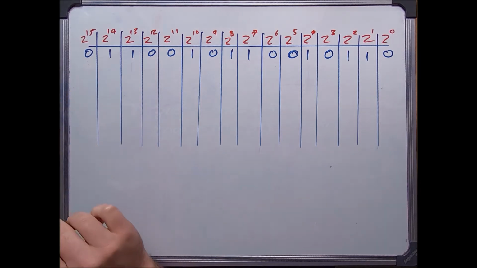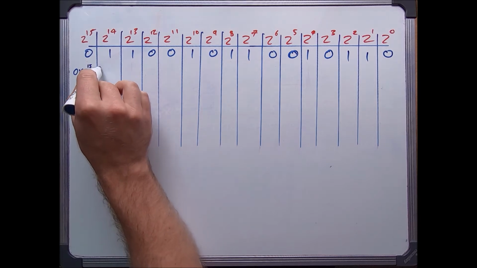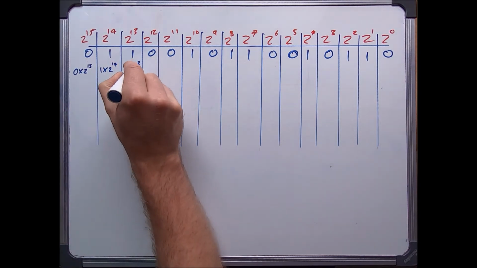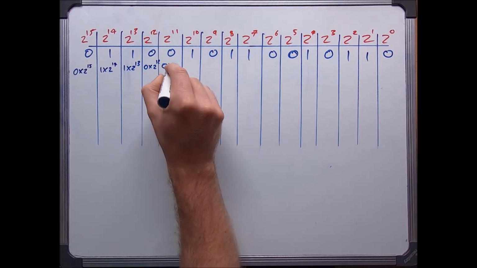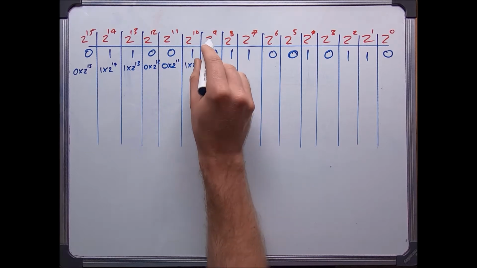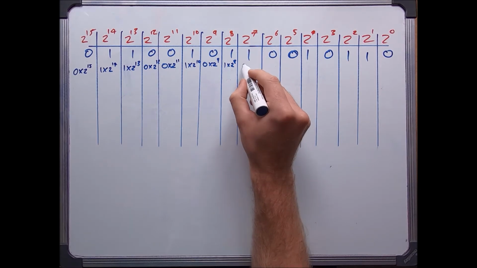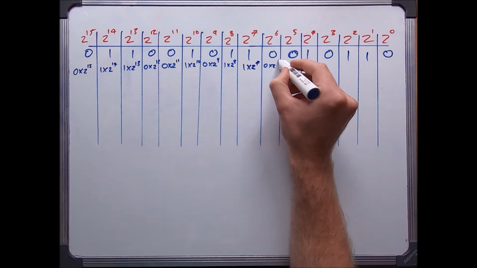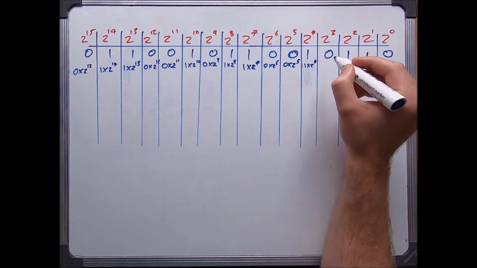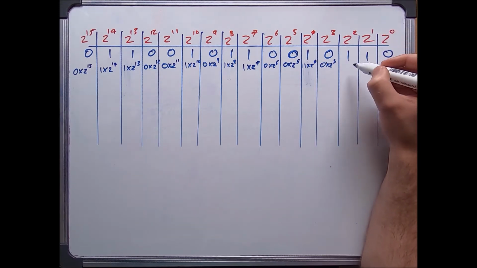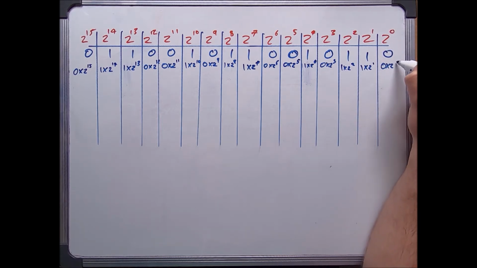Starting at the most significant bit, it is clear, and so that's 0 lots of 2 to the power 15, plus 1 lot of 2 to the power 14, plus 1 lot of 2 to the power 13, plus 0 lots of 2 to the power 12, plus 0 lots of 2 to the power 11, plus 1 lot of 2 to the power 10, plus 0 lots of 2 to the power 9, plus 1 lot of 2 to the power 8, plus 1 lot of 2 to the power 7, plus 0 lots of 2 to the power 6, plus 0 lots of 2 to the power 5, plus 1 lot of 2 to the power 4, plus 0 lots of 2 to the power 3, plus 1 lot of 2 to the power 2, plus 1 lot of 2 to the power 1, plus 0 lots of 2 to the power 0.